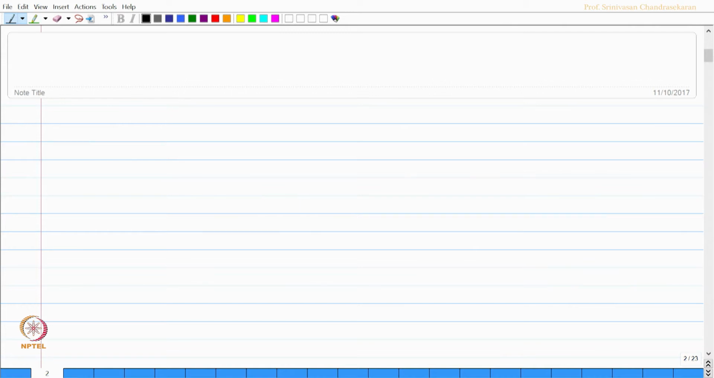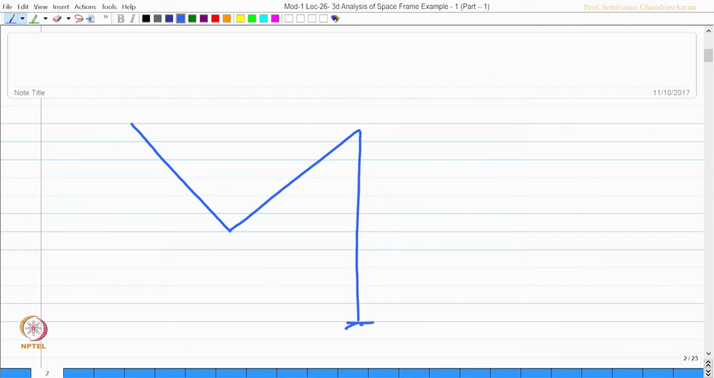So, let us have a structural system as shown in the figure now. This is my structural system. Let us mark the dimensions of this. This is 3 meters. Let us say this is also 3 meters, and this height is also 3 meters.